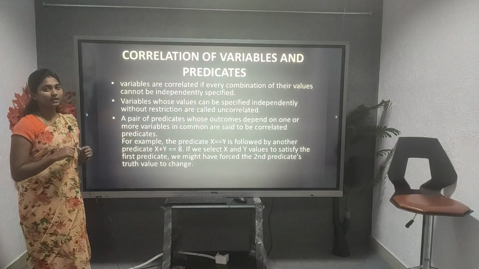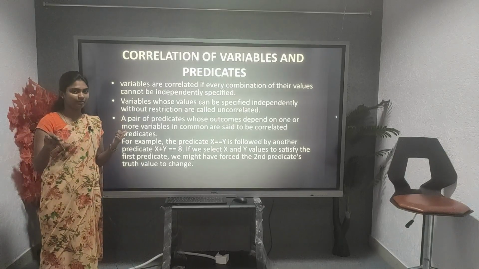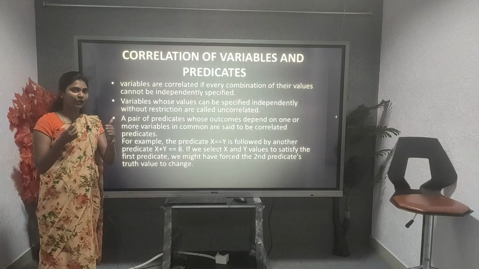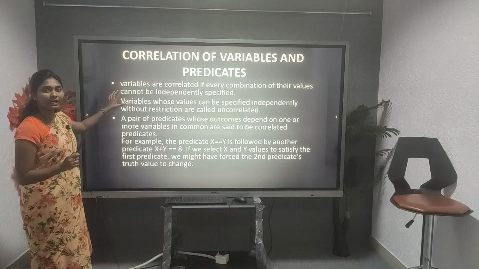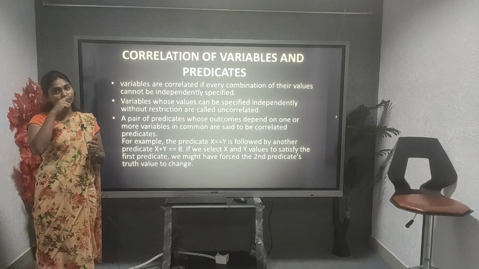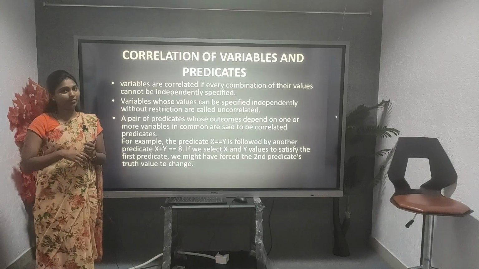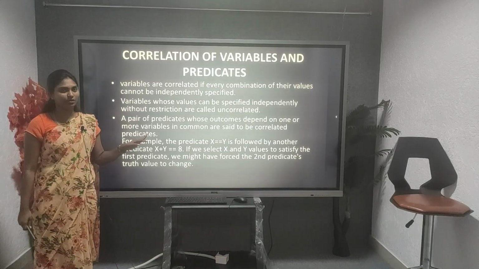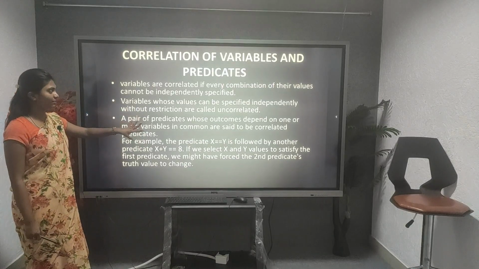Next, what is the correlation? Before, I talked about the independence of the variable. Independence and correlation are connected to each other. Now I am talking about the correlation of the variable, where we combine the values. Here I am combining the decision points and the variables, values which cannot be specified independently.